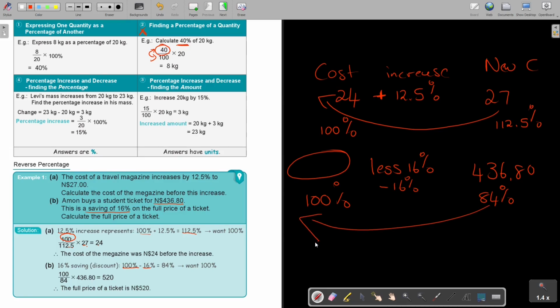Do you see that? So again, I'm looking for the 100. So it's 100 divided by 84. I multiply and I get 520. So it was costing 520, and then you get the discount of 60. And now this is what he's paying for. So the full price of the ticket, 100%, was 520. Okay, that was very nice.